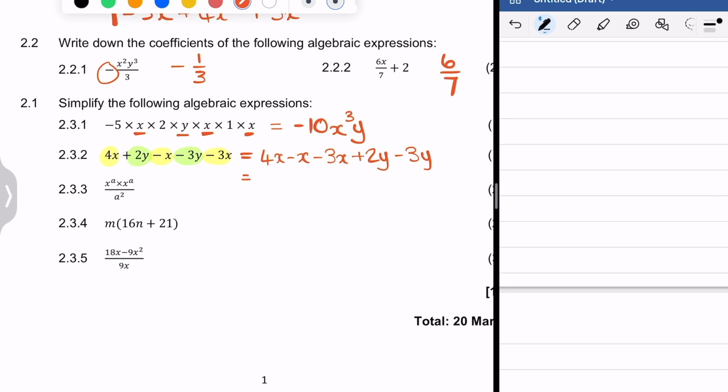4x minus x is 3x, 3x minus 3x is 0x, which is 0, so it's gone, it's nothing, and I'm simply left with 2y minus 3y, which gives me negative y, or negative 1y.